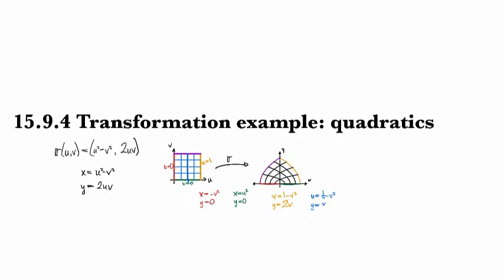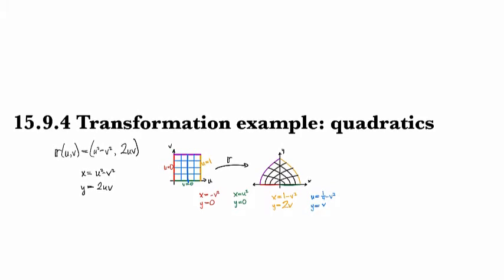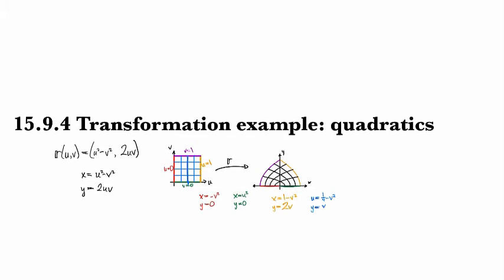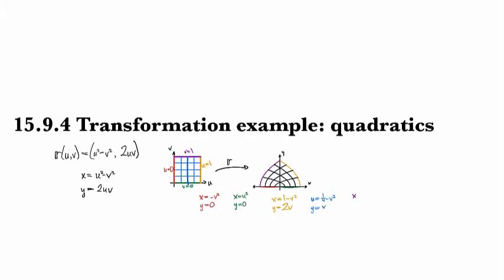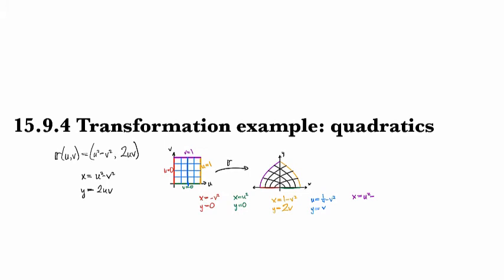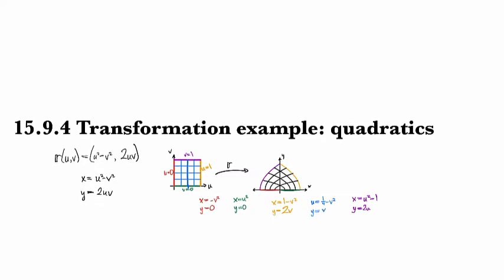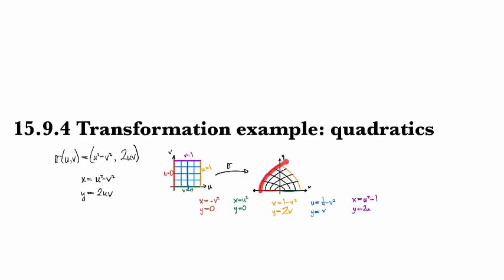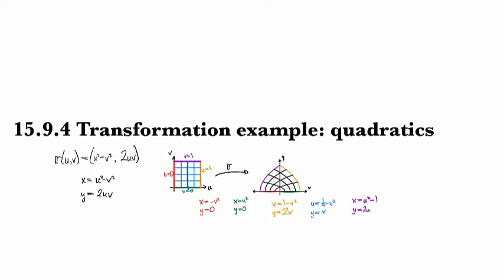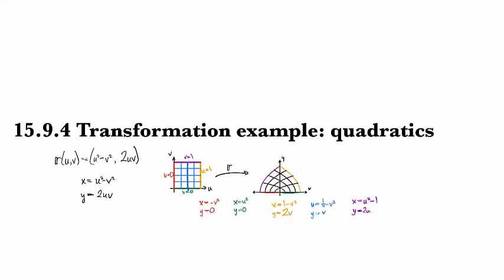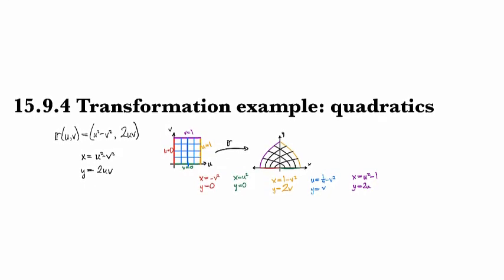Okay. And then of course there was the last one, the purple guy, where v is equal to 1. So that's x equals u squared minus 1, and y is equal to 2u. Okay, and that gives us this guy here. All right, so that's how we got this region.